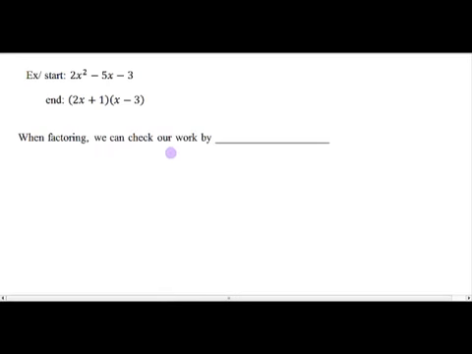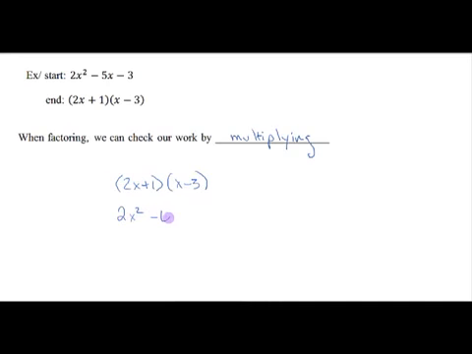Now when we're factoring, we can simply check the work by multiplying the factors back, and of course collecting any like terms that we might have. For example, here, if I found out my factors were 2x plus 1 and x minus 3, I could check that simply by FOILing. 2x squared minus 6x plus 1x minus 3, and that gives me a 2x squared minus 5x minus 3. I came up with the same thing that I started with, so it must be that those factors are correct.